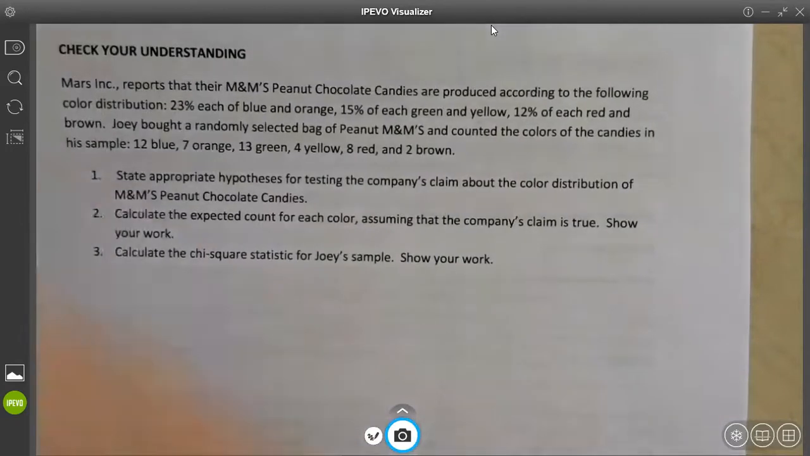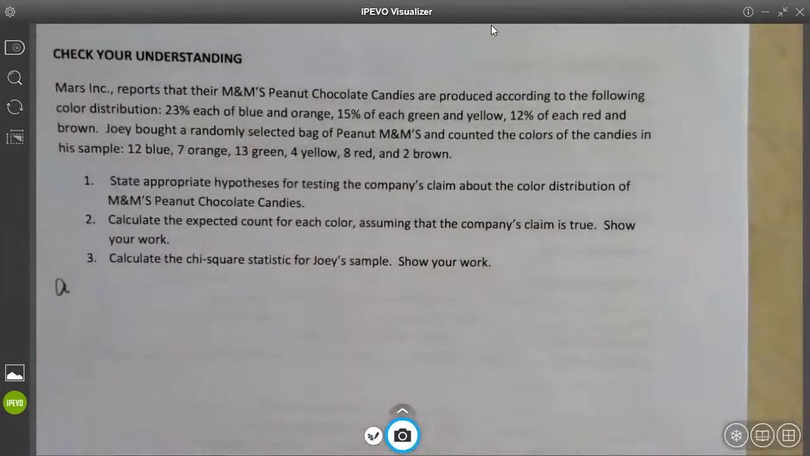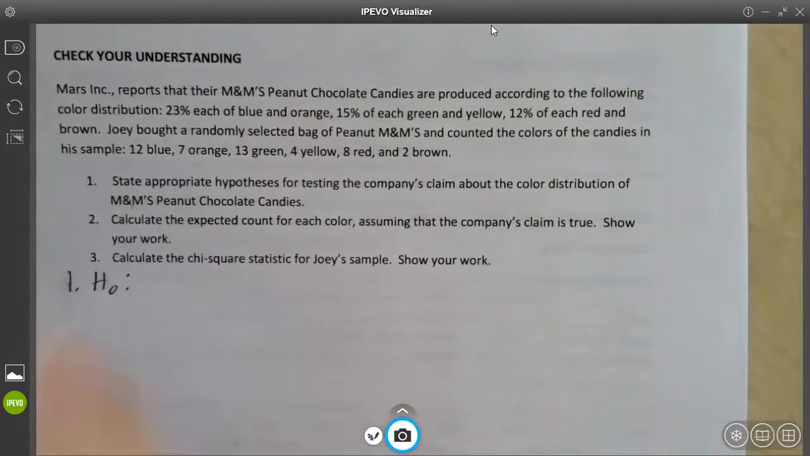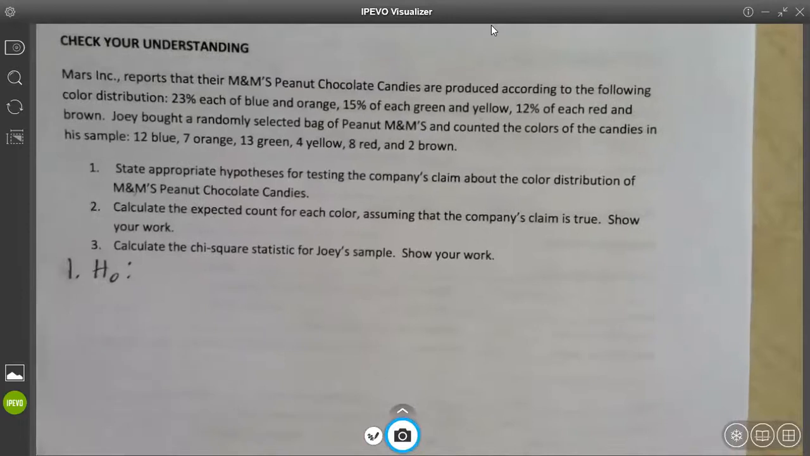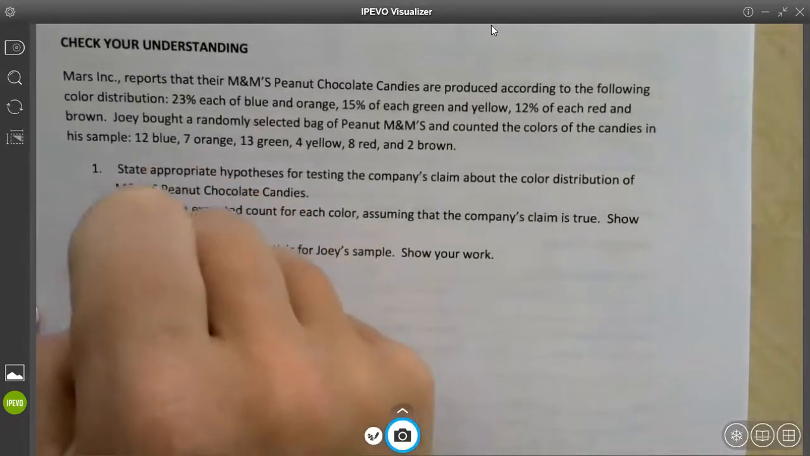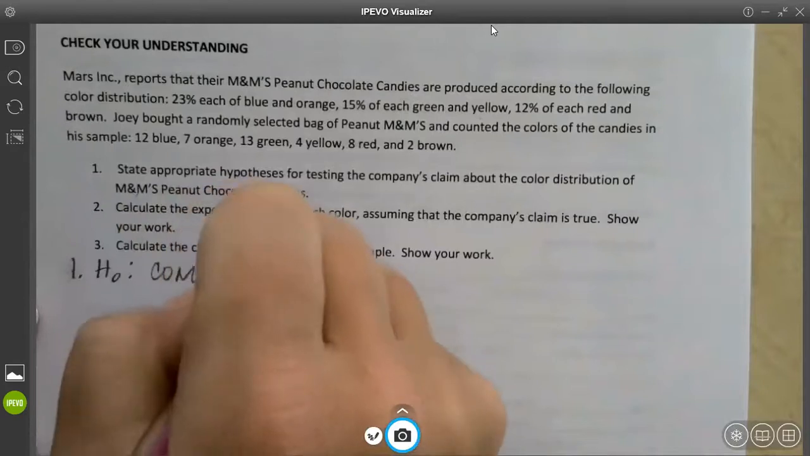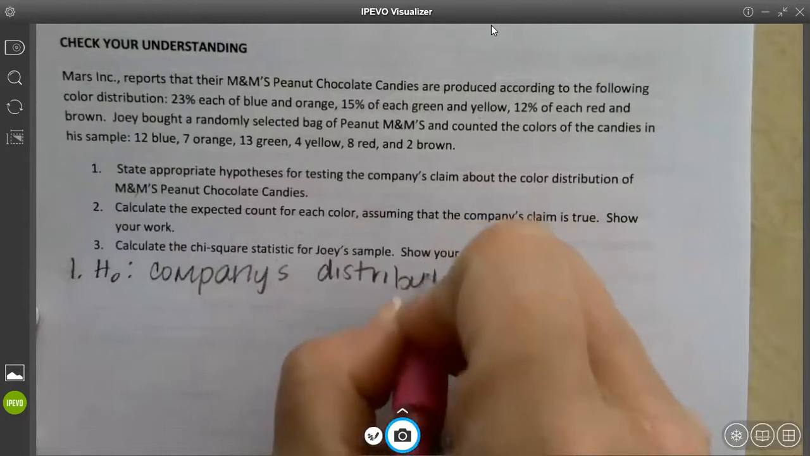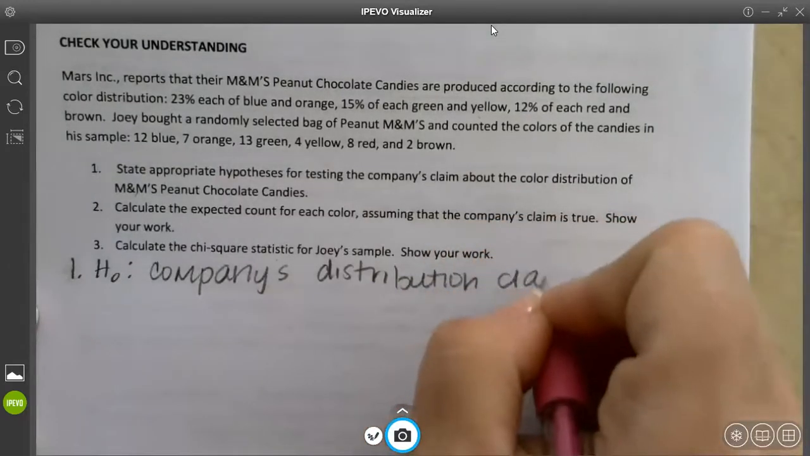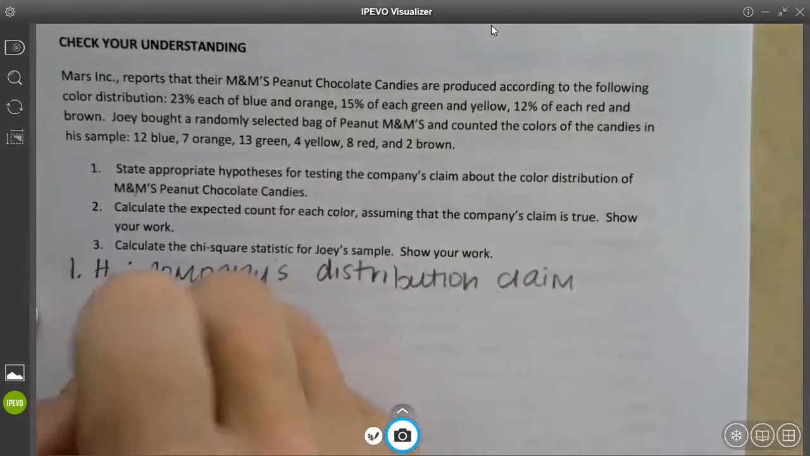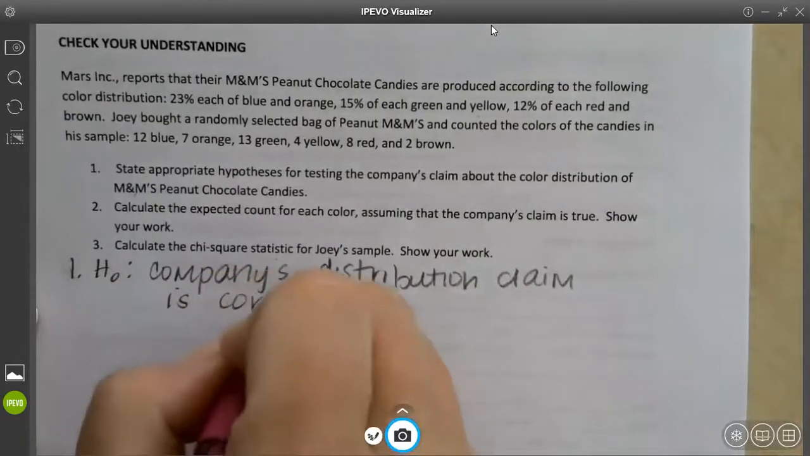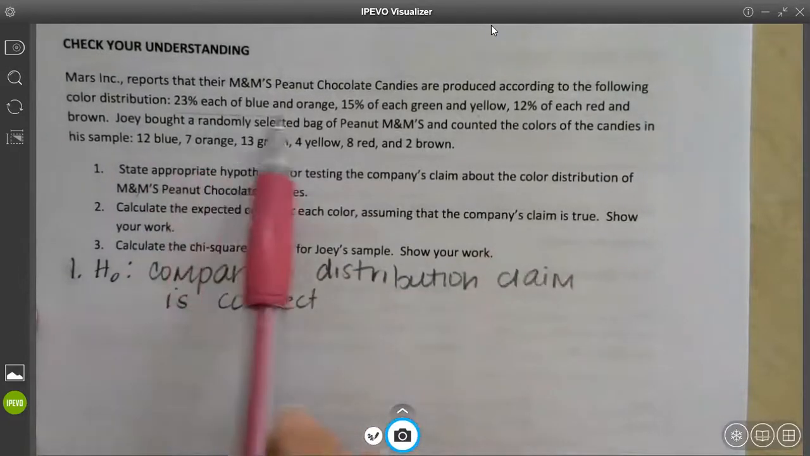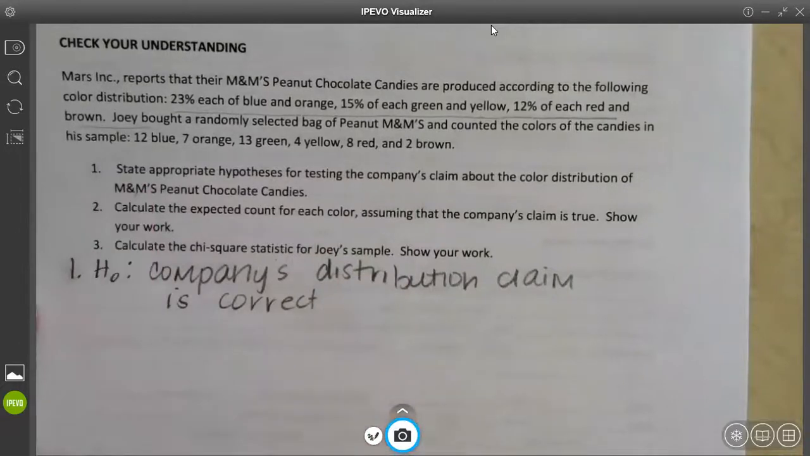So here's what they're saying. Sorry, this should be number 1. Your null hypothesis is that the company's distribution claim is correct or true. So these are the ones we're trying to vote against, okay? So that's your null.